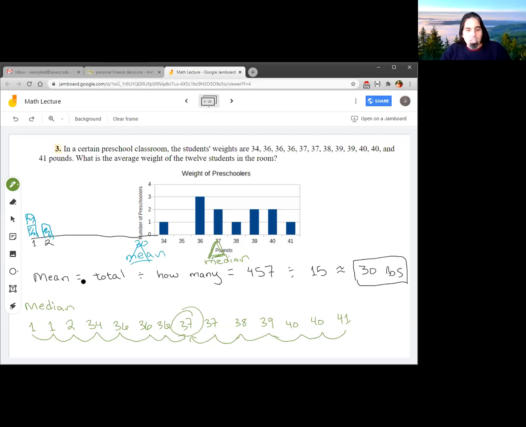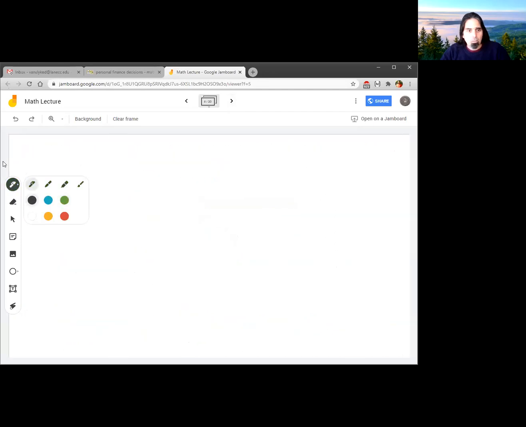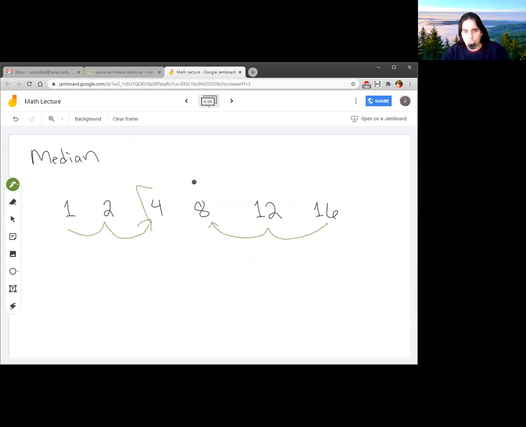I haven't defined a median completely. What happens if I'm trying to find the median and there's no middle number? What if I have like 1, 2, 4, 8, 12, and 16? So now if I go towards the middle, 4 and 8 are equally in the middle. In that case, I'm going to take the mean of those two.